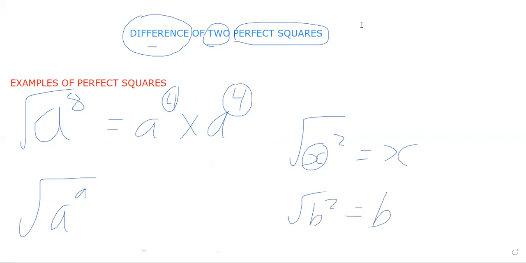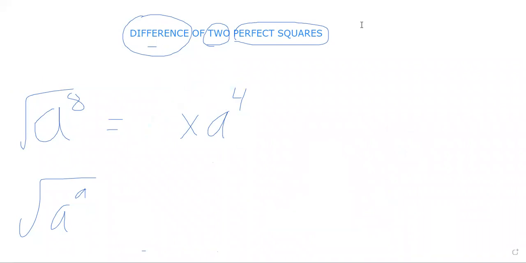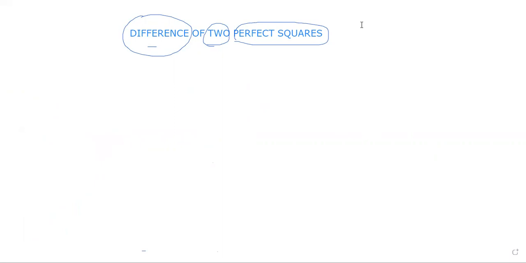Okay? So putting everything together, to do these types of questions, it will look like this. It will look like 4a squared minus 16. Questions will look exactly like this. It doesn't really change. So that's the difference of two perfect squares, right?